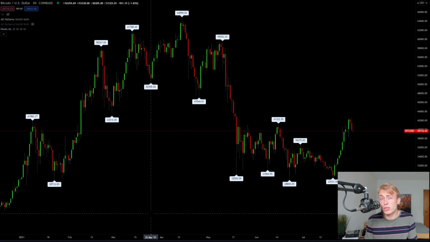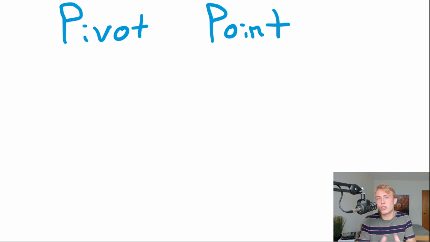And let's actually start this video off by taking a look at some theory here. So what is a pivot point? Well, pivot points are basically points on the chart that can act as major turning points in the market. And there are two types of pivot points. First of all, we have the pivot high.